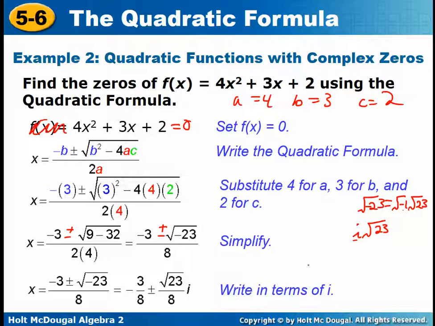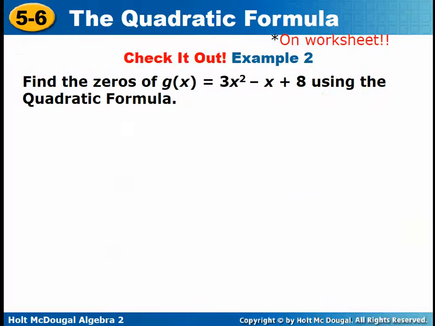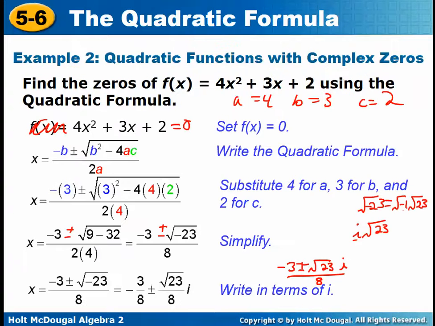You could have written this as negative 3 plus or minus the square root of 23i over 8 as well. That wouldn't be wrong. When you're typing with Word, put parentheses around the numerator before you do your divided by 8, if that's the way you're going to write it, because there's going to be a lot of stuff in the numerator.